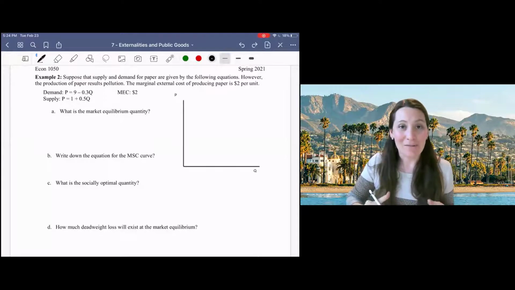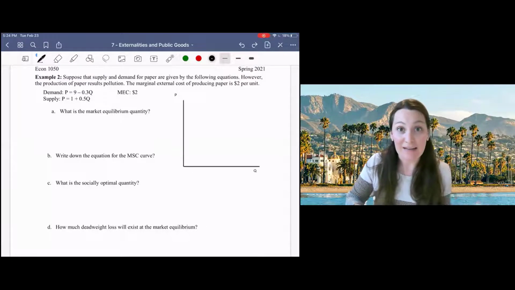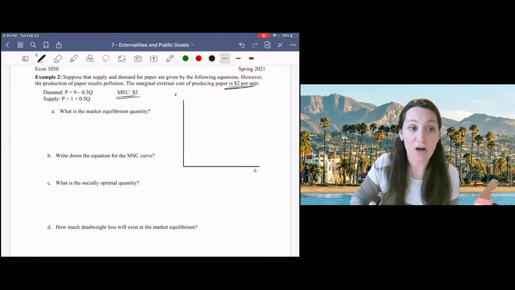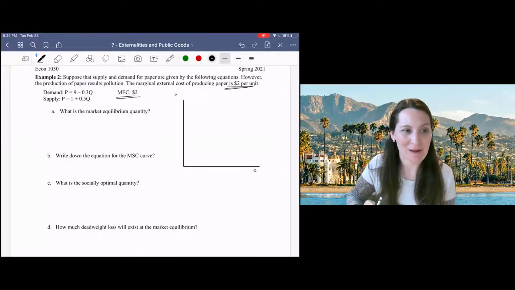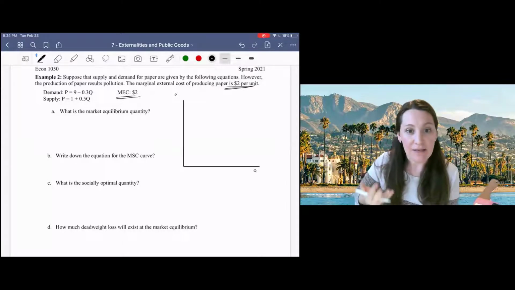Here we have an example with an external cost resulting from pollution. Notice again that the external cost here is $2 per unit, giving us a constant marginal external cost, which greatly simplifies the math in this problem. So we'll begin by finding the market equilibrium.